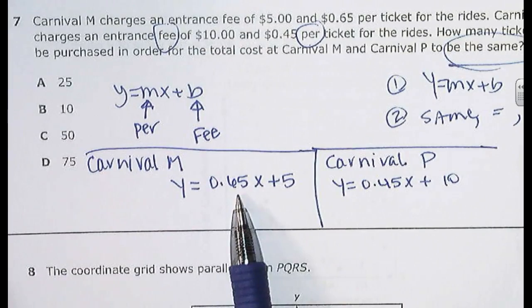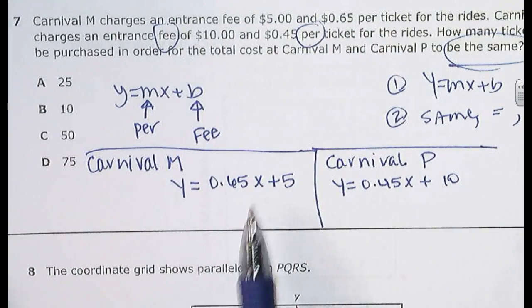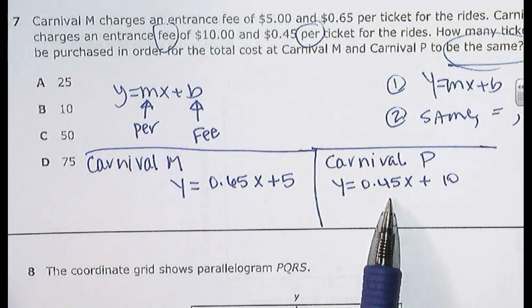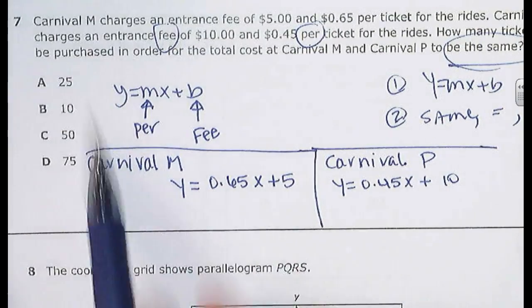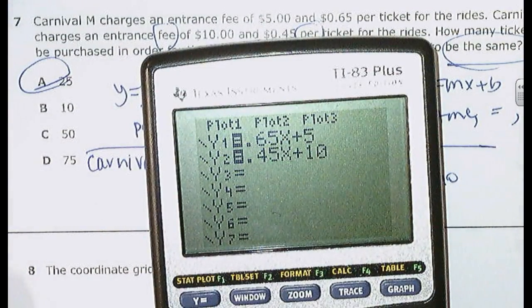So here's carnival M. That's per. That's my fee. Carnival P, there's my per, there's my fee, and I wrote that over here for you. So this goes in y1, this goes in y2, and when they equal, you pick that answer over here. So let's set it in the calculator. There's my equations in the calculator. Make sure you put an X in there if you don't mind. I'm going to do graph.